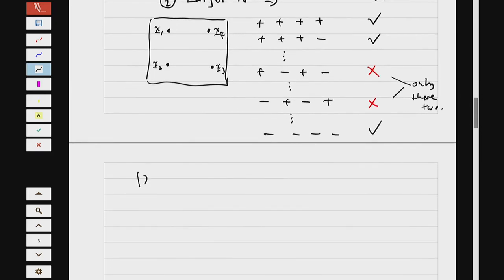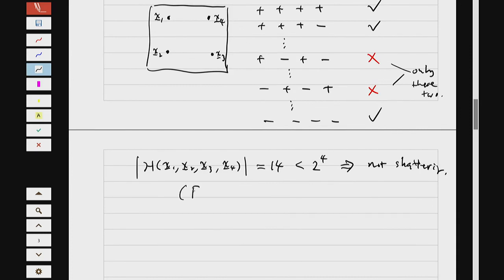So therefore, for 4 points, even if we just randomly put them like that, instead of putting them in a line, we already do not have shattering. So it's harder to shatter. This is just arbitrary 4 locations. You can imagine any kind of random 4 points will look like this, that you cannot shatter.